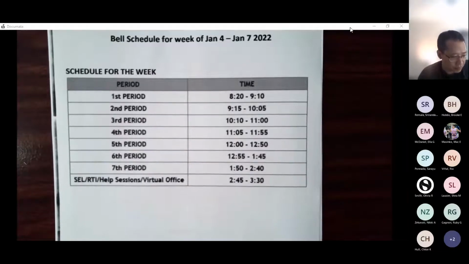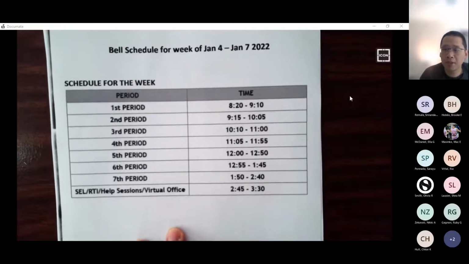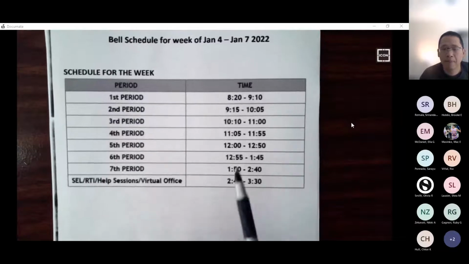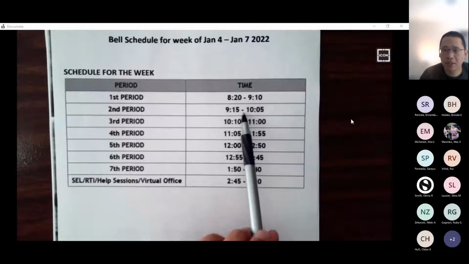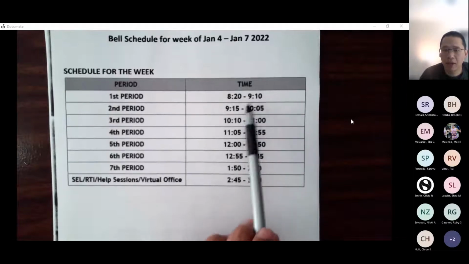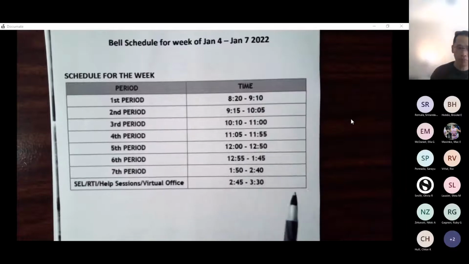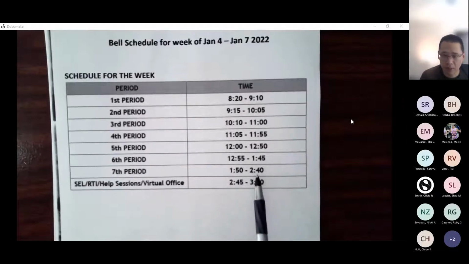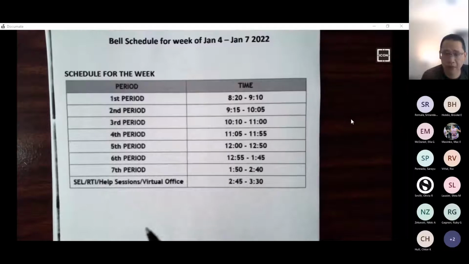Let me just show the bell schedule. Hope you guys can all see my screen here. Because each of the classes are only 50 minutes long, and there's only a 5-minute break between classes, everything's kind of moved up, meaning that this week, at least, we'll be done with 7th period by 2:40, and then the last part of the day, 2:45 to 3:30, is just help session or virtual office hours.